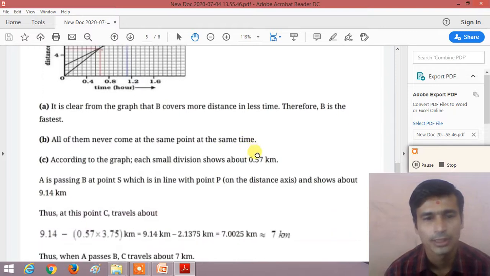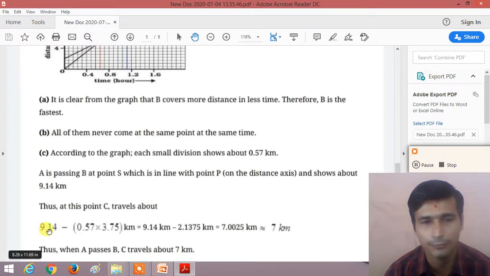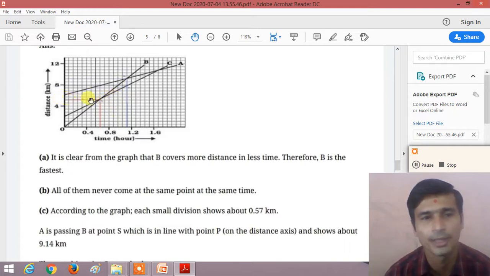So dear student, here B is at a point S, which is in line with point P, as shown about 9.14 kilometer. So B travels a distance of 9.14 kilometer minus 0.57 for each division multiplied by 3.75. So we get approximately 7 kilometer. So when A passes B, C has traveled a distance of 7 kilometer, right?